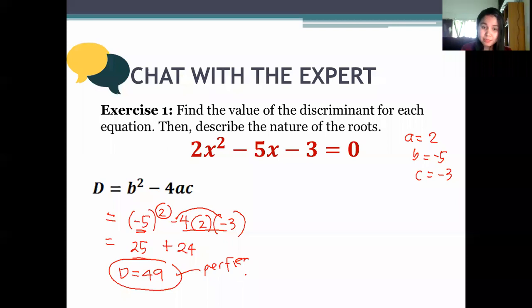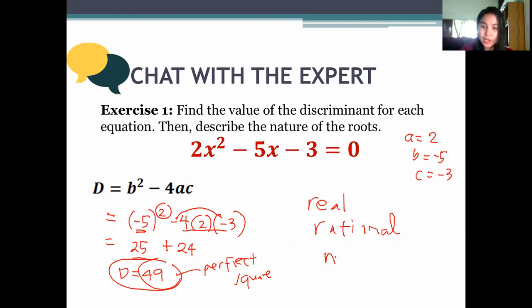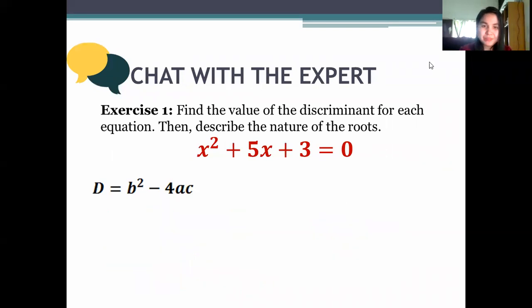Yes, right? Yes. Very good. What's the square root of 49? 7. Very good. So how do we describe our roots? It's positive, so it's real. It's a perfect square. It's rational. Sorry for my handwriting. And the last is they are not equal. That's it. Let's go to the next one.